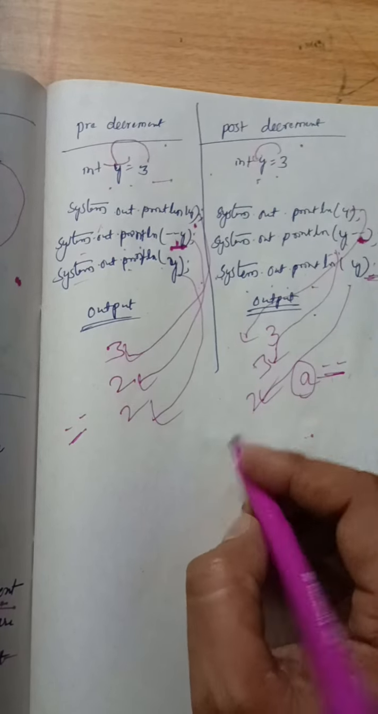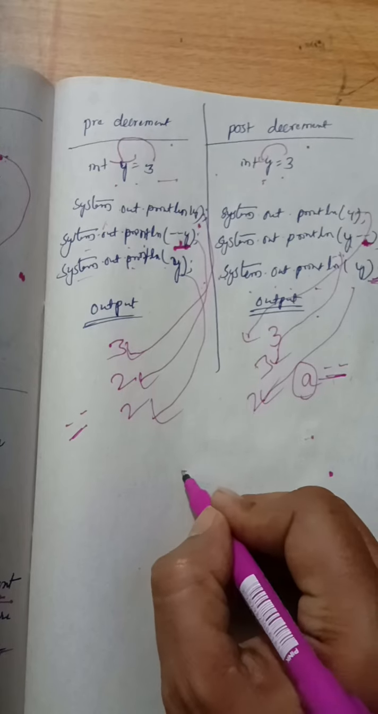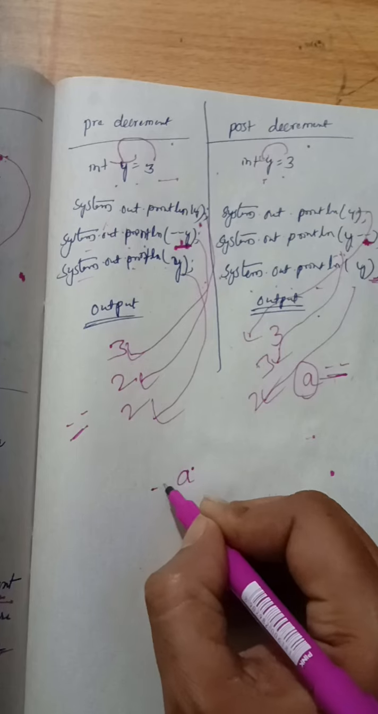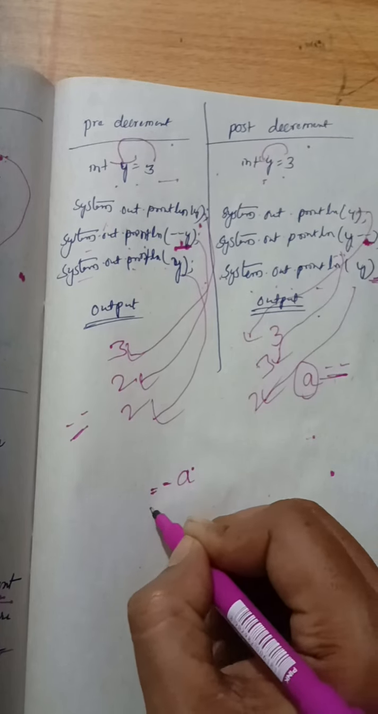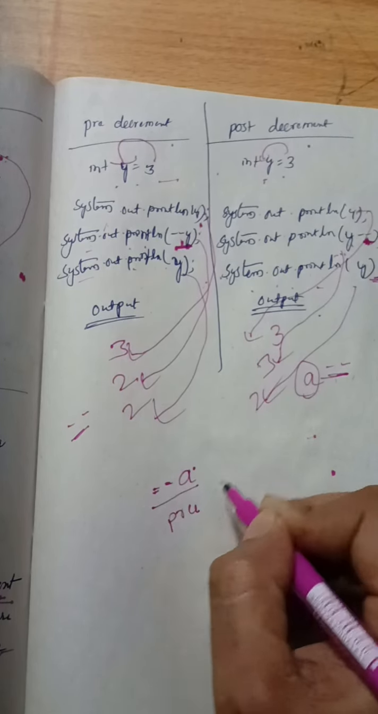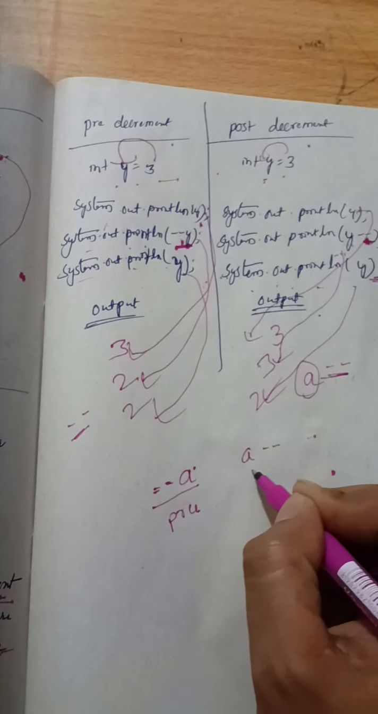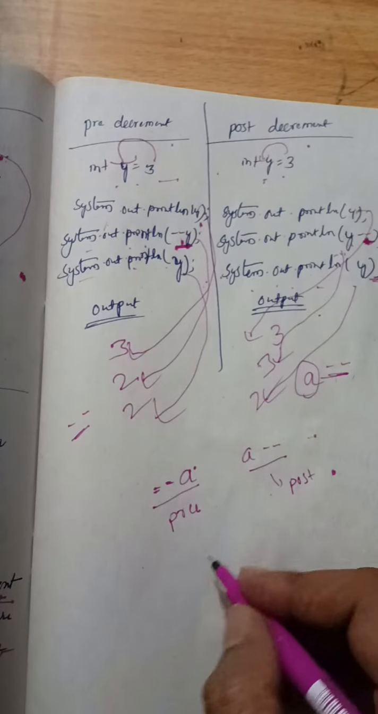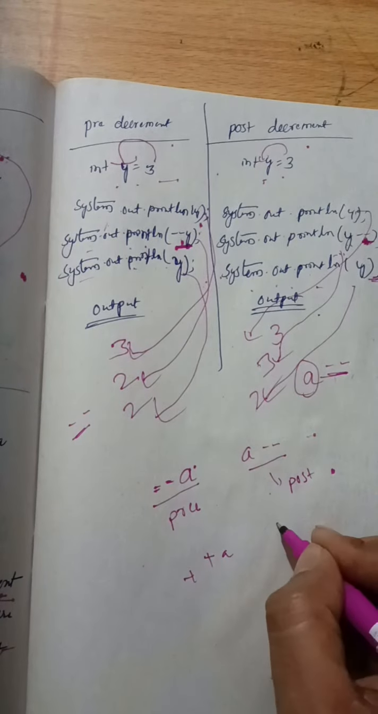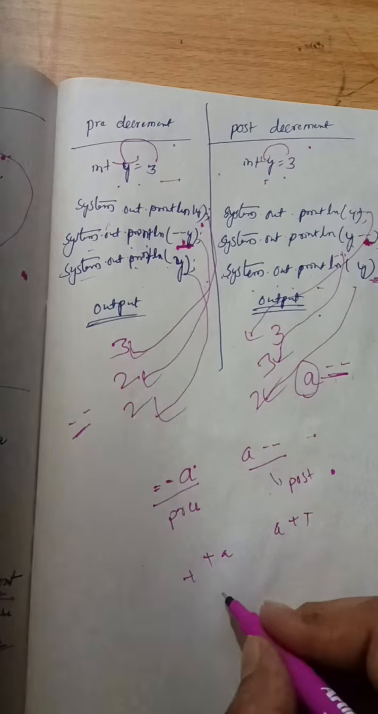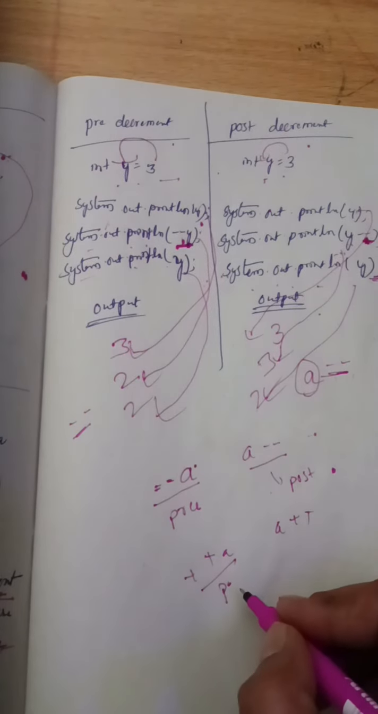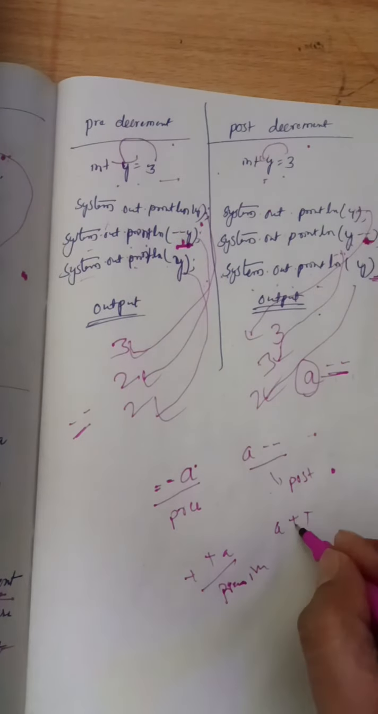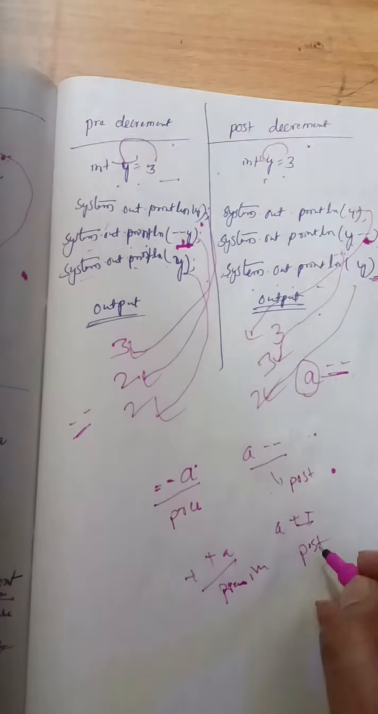Suppose a is the variable or operand, and the operator is used before it: this is called the pre. With the operator after it, this is called the post. This is called post-decrement. Suppose ++a, this is called pre-increment, and a++ is called post-increment. Okay, thank you friends.